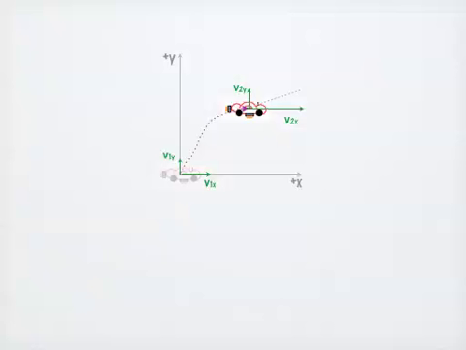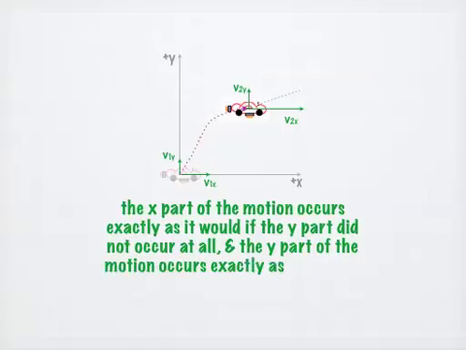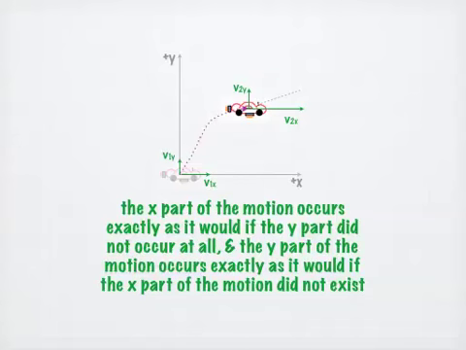The reason we can use the x and y kinematic equations to describe this motion is because the x part of the motion occurs exactly as it would if the y part did not occur at all, and the y part of the motion occurs exactly as it would if the x part of the motion did not exist. Because of this, we can treat a two-dimensional motion as two separate one-dimensional motions.